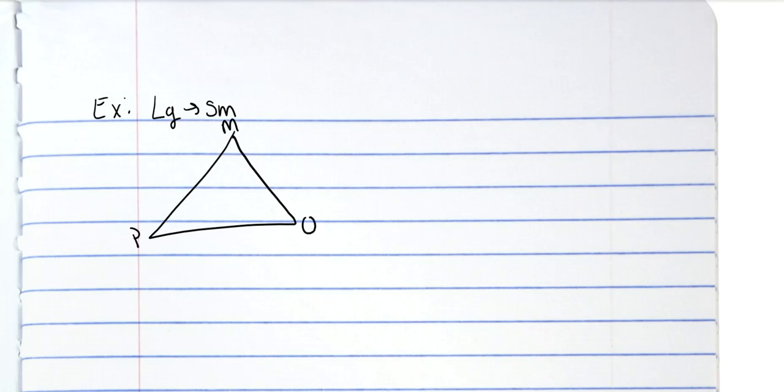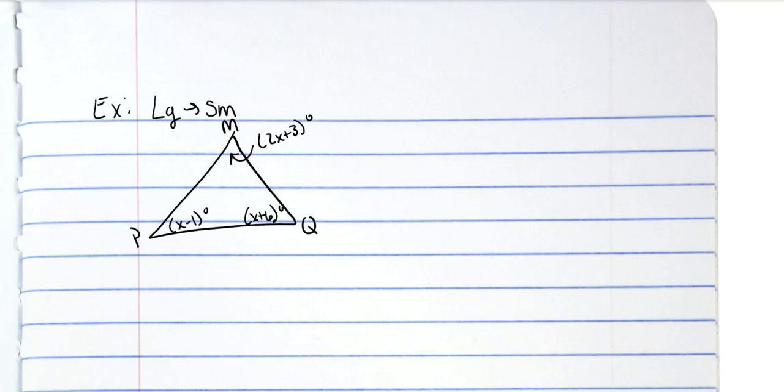All right, so we need to list the angles and sides from largest to smallest. And this is our triangle, PMQ. P is x minus 1 degrees. M is 2x plus 3 degrees. And Q is x plus 6 degrees.